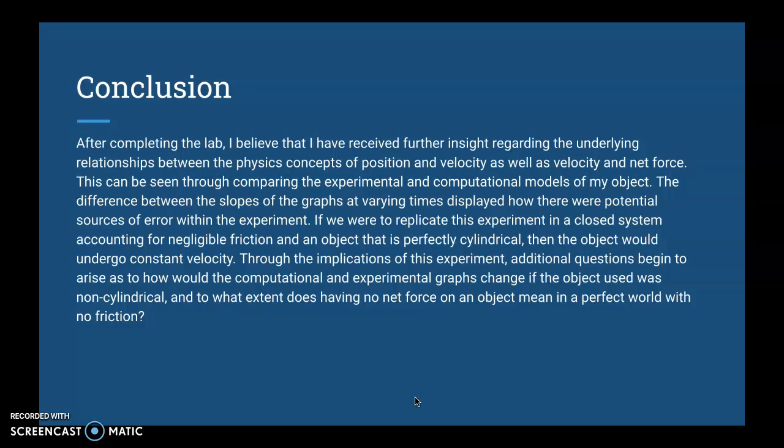Through the implications of this experiment, additional questions begin to arise as to how the computational and experimental graphs would change if the object used was non-cylindrical, and to what extent having no net force on an object means in a perfect world with no friction.